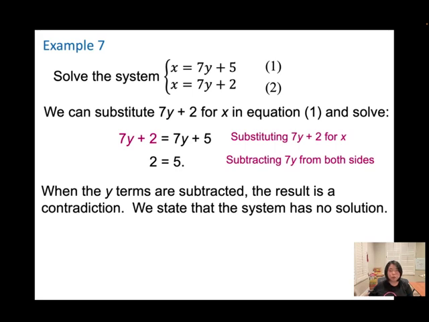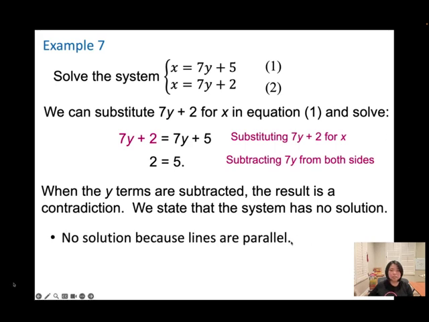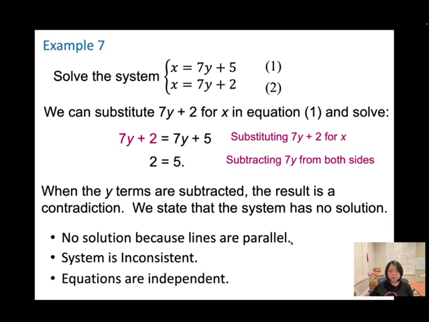So think about it. We do have 3 cases, right? The first one is you have one intersection point. Second one, when the lines are parallel, so there is no solution. So now we find the system has no solution. That means the lines are parallel, and the system is inconsistent because we can't find a solution. And the equations are independent. There are 2 different equations here.